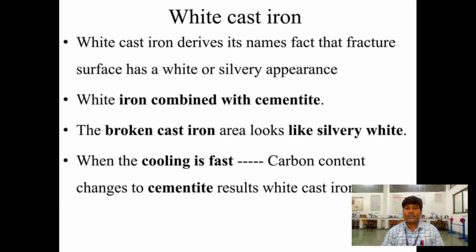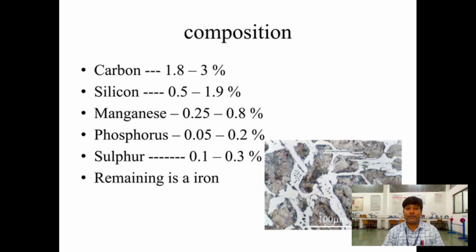White cast iron. White cast iron derives its name from the fact that its fracture surface shows a white or silvery appearance. White iron has combined cementite. The broken cast iron area looks silvery white. When the cooling is fast, carbon changes to cementite, resulting in white cast iron. Composition: carbon 1.8 to 3%, silicon 0.5 to 1.9%, manganese 0.25 to 0.8%, phosphorus 0.05 to 0.2%, sulfur 0.1 to 0.3%, remaining is iron.